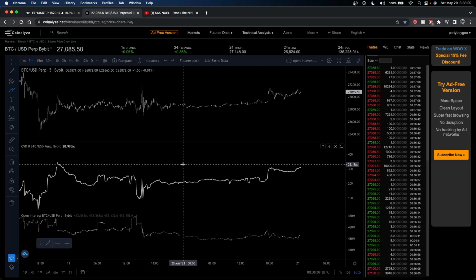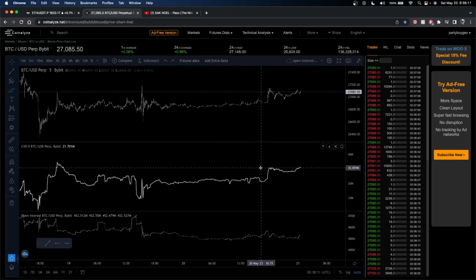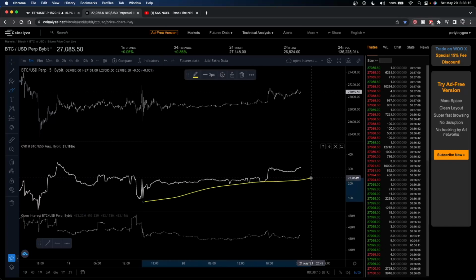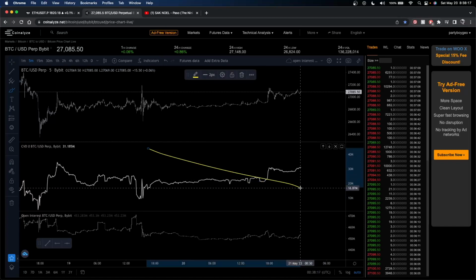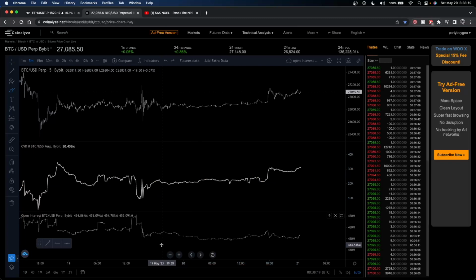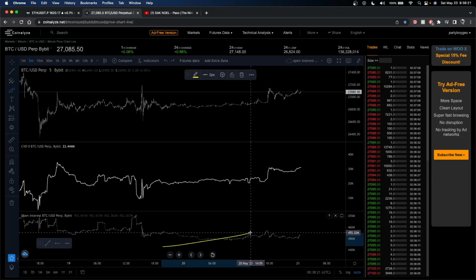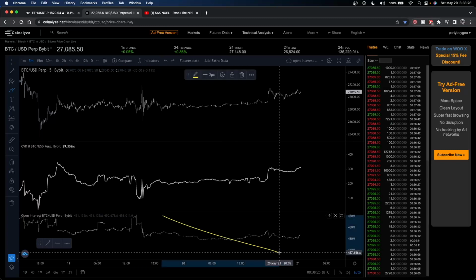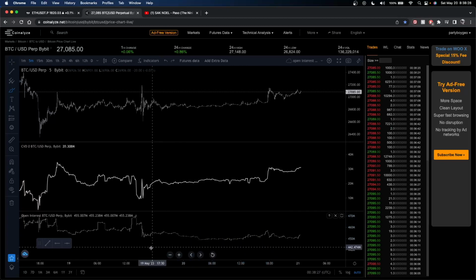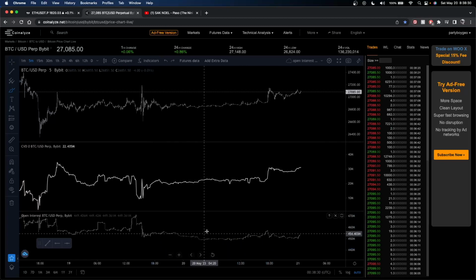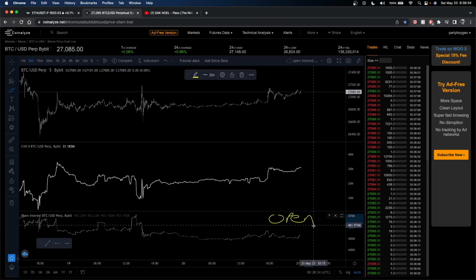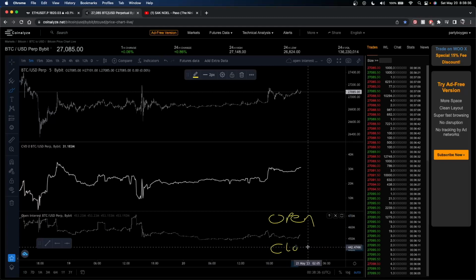So CVD is the direction of whether the market is longing or shorting, essentially. When it's increasing, people are longing. When it's decreasing, people are shorting. Open interest is new positions versus closing positions. If open interest is coming down, positions are closing. If open interest is coming up, positions are opening. Okay, so let's write that down. Opening versus closing. I'm just putting it here. You guys have an idea.